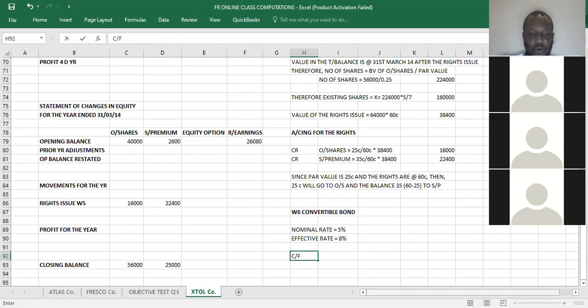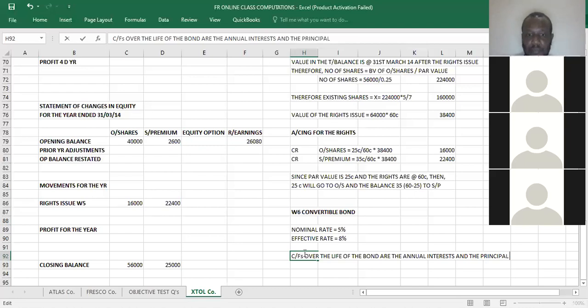The cash flows over the life of the bond are the annual interest payments and the principal repayment. So those are the cash flows.